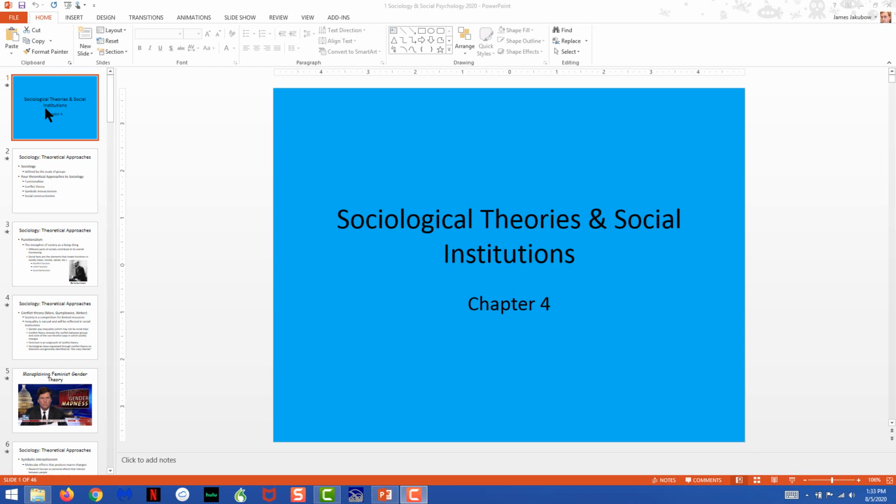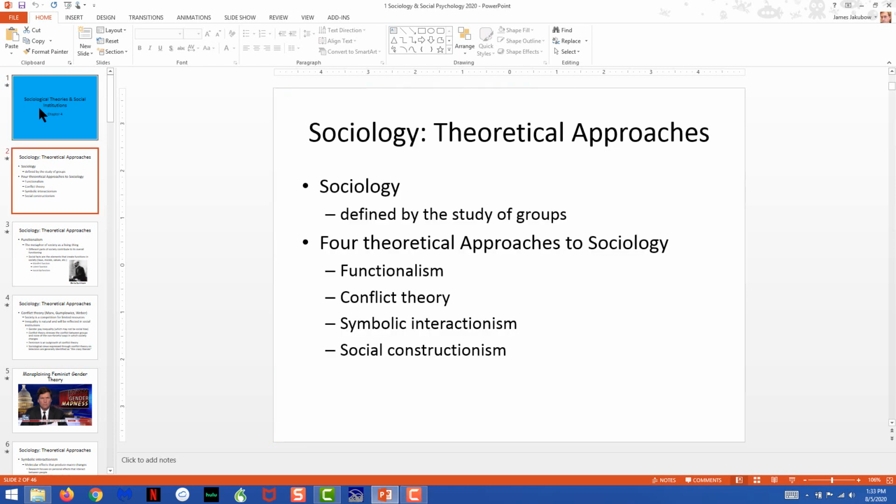Chapter 4 is the first of 3 chapters that are part of the Sociology and Social Psychology lecture. The very first chapter here is on sociological theories and social institutions. Sociology is defined by the study of groups. Now, the field of sociology started before the development of psychology itself.